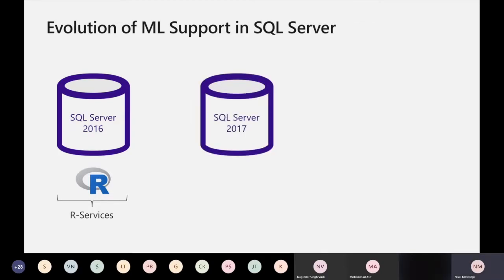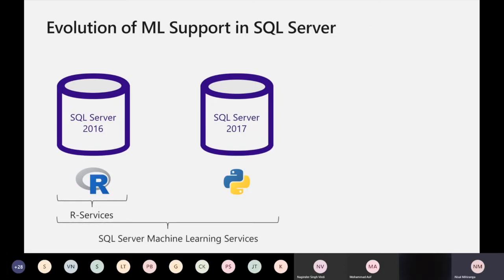In the subsequent release, SQL Server 2017, they integrated Python. R and Python are the two main languages the data science community uses to perform machine learning tasks. Since both R and Python were there, they renamed it SQL Server Machine Learning Services.